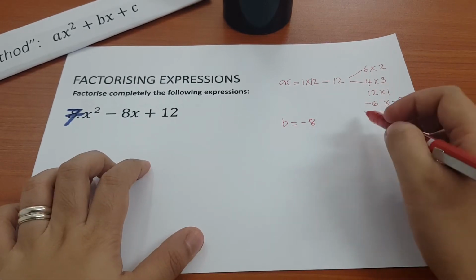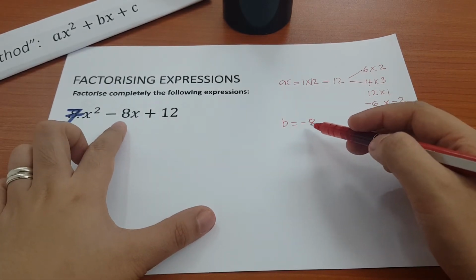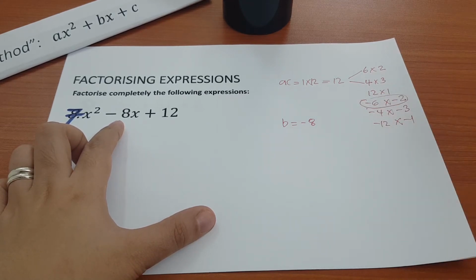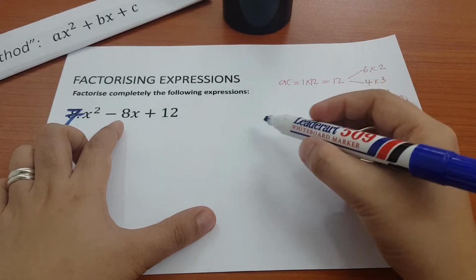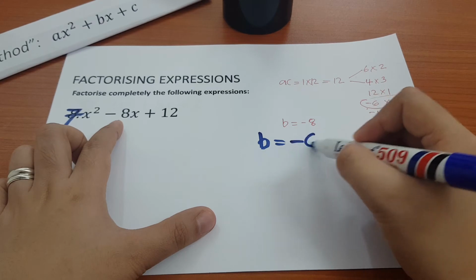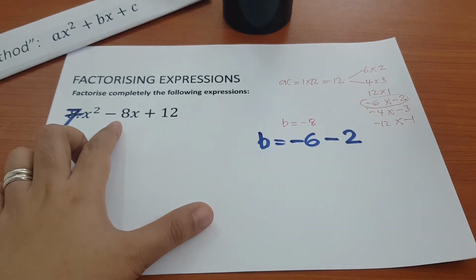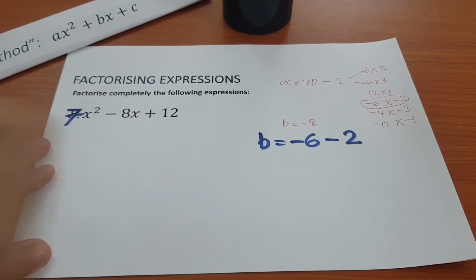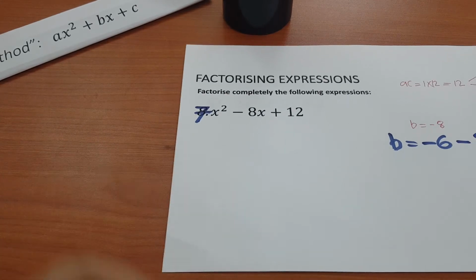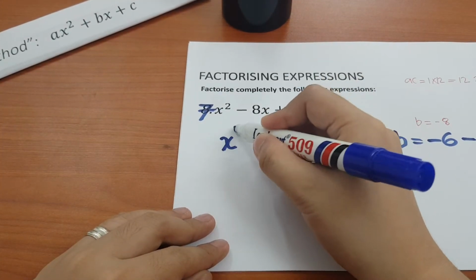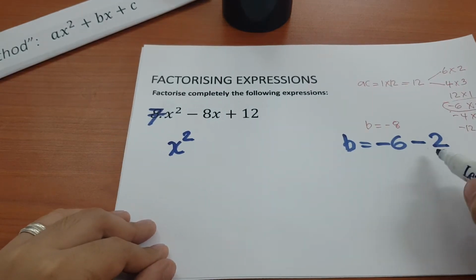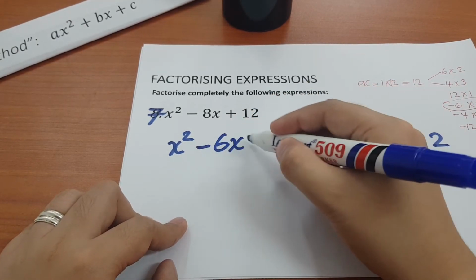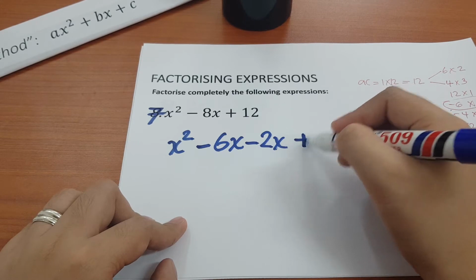So let's choose from here which will give you a minus 8. In this case, this one, minus 6 and minus 2. So my B now is minus 6 minus 2. So let's go back to our given. This will be x squared. Instead of minus 8x, we will rewrite it like this: minus 6x minus 2x plus 12.